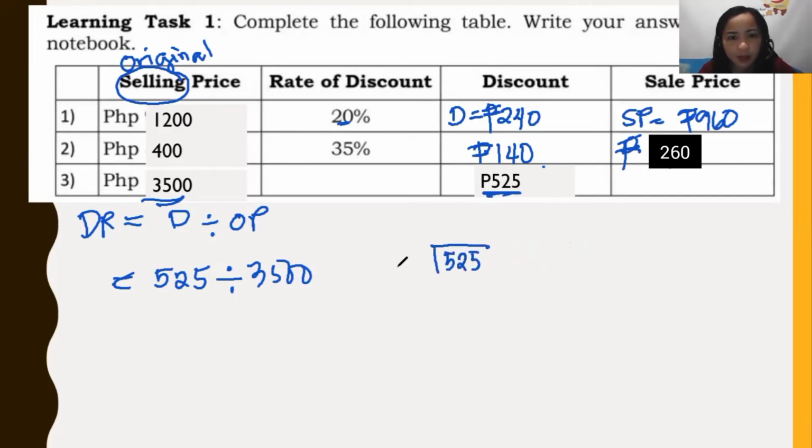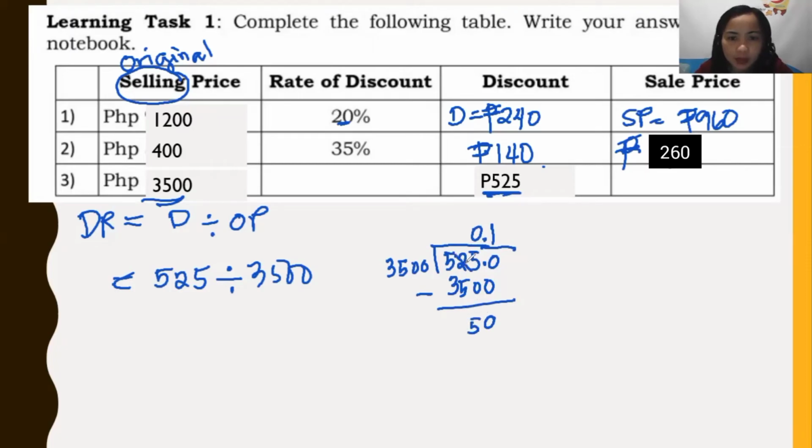$525 divided by 3,500 is 0. Add decimal point, add 0. Now we have 5,250 divided by 500 is 1. So we get 3,500. Subtract, we have 0, 5.